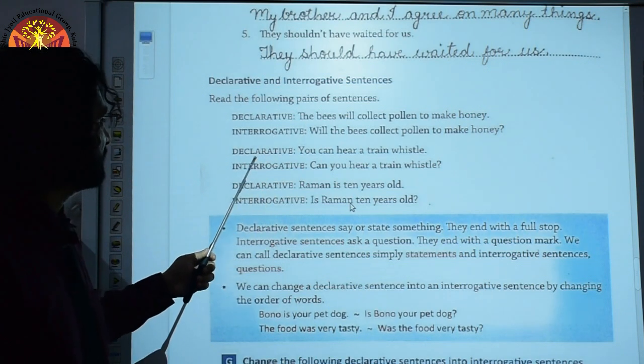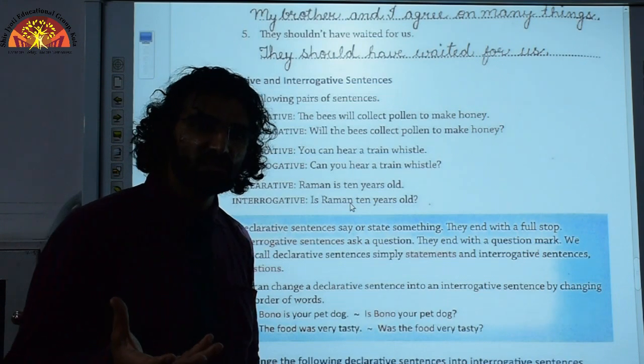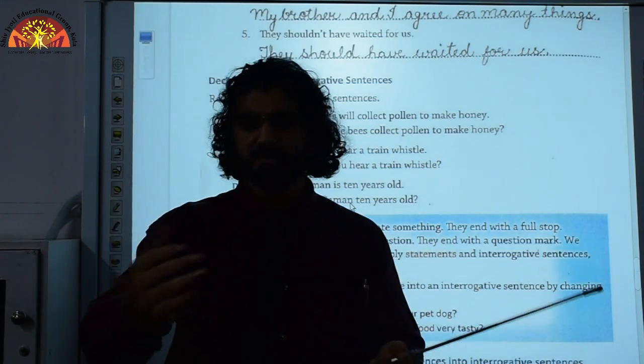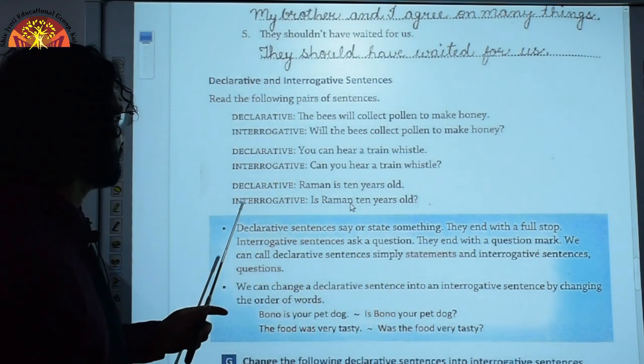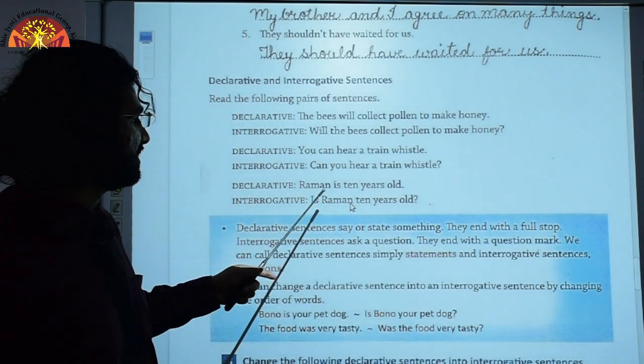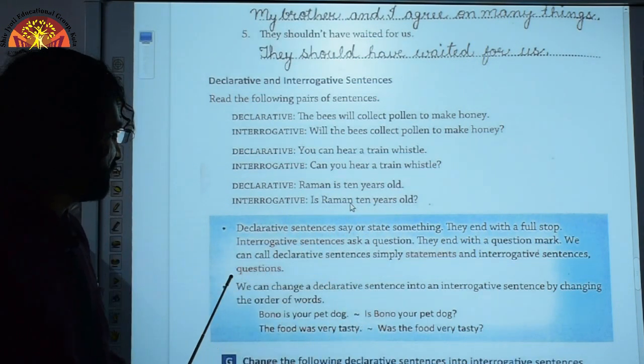See the second one. Declarative: you can hear a train whistle. Interrogative: can you hear a train whistle? Question mark. Declarative: Raman is 10 years old. Interrogative: is Raman 10 years old? So are you getting it?